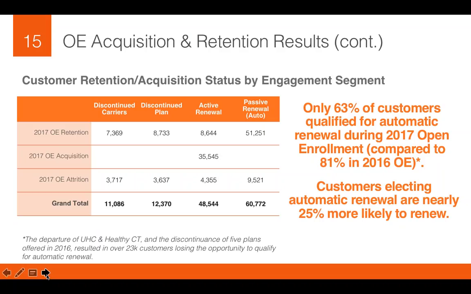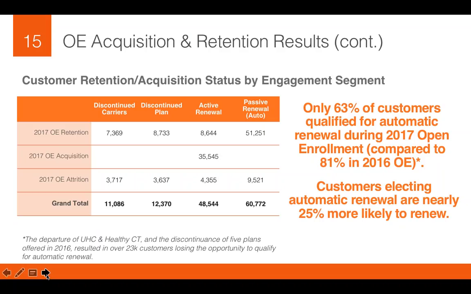The second category is the discontinuance of 5 plans offered in 2016, and that resulted in about 12,000 enrollees not having an equivalent plan to automatically renew into. And then the third was the standard customer base who elects not to be automatically renewed. So these are folks who just don't select the option to automatically renew, and each year they would like to come in and shop and manually renew. So this year, only 63% of 2016 enrollees qualified for auto renewal, compared to 81% who qualified the prior year.